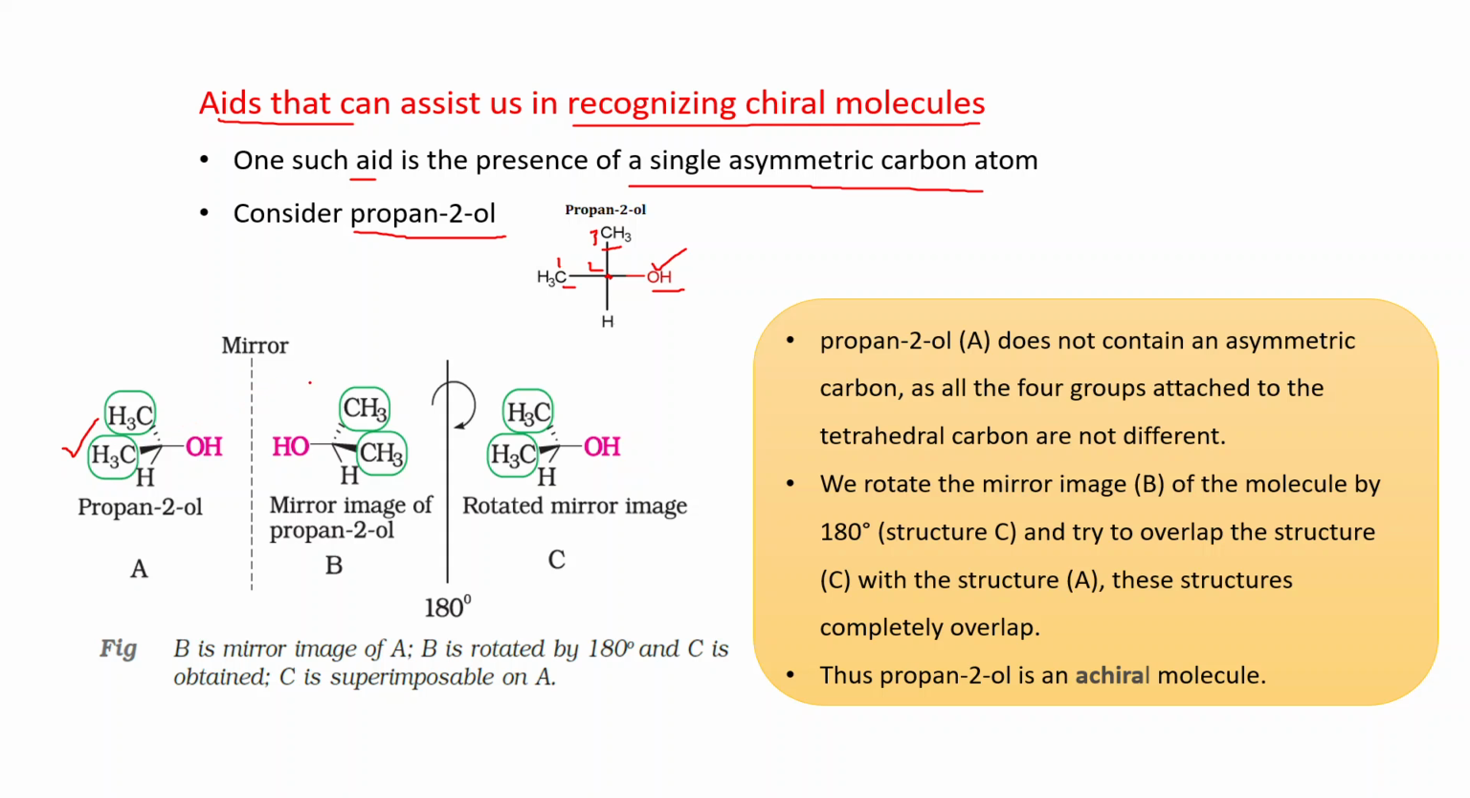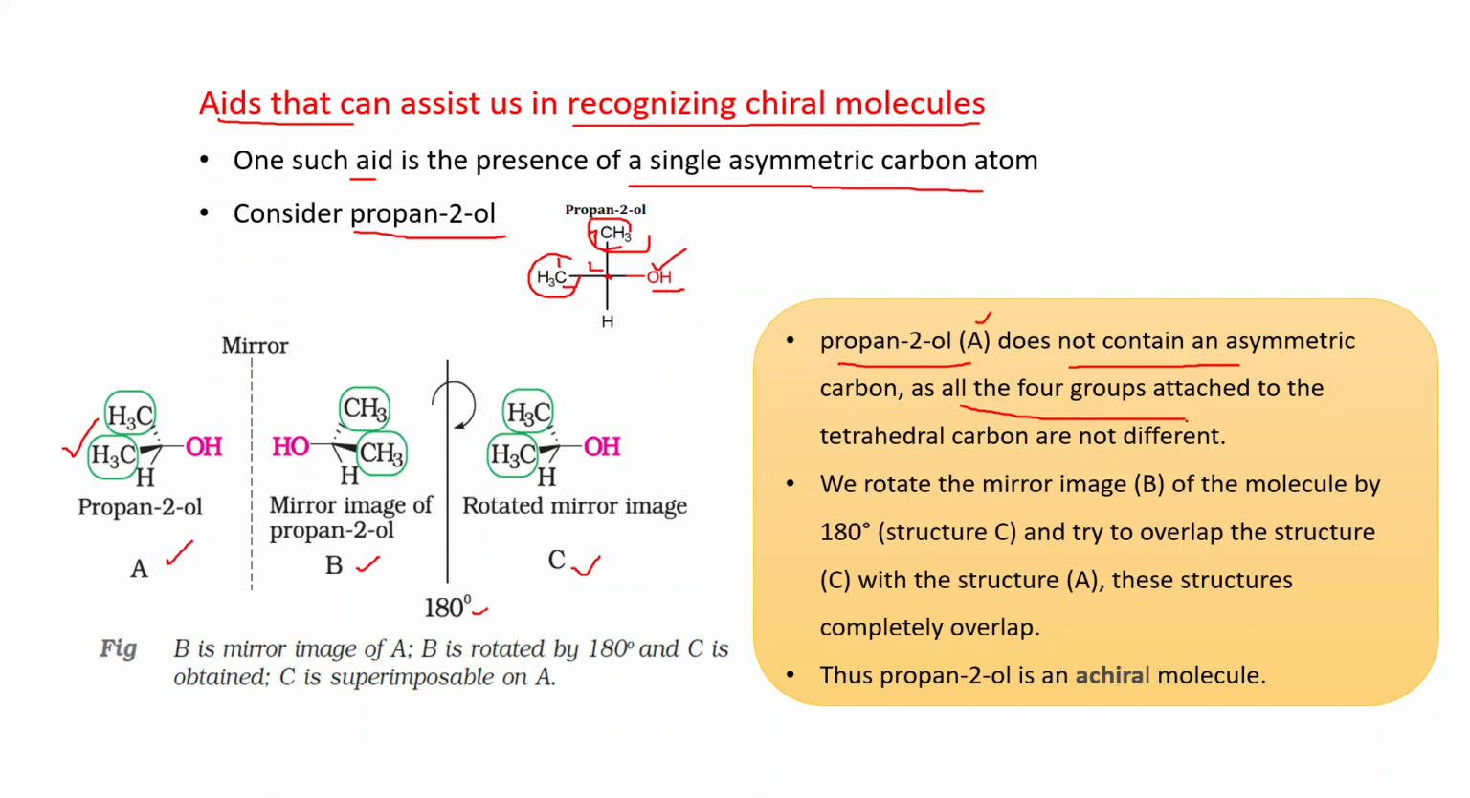If we get the mirror image of this, we will get B. And when this B is rotated by 180 degrees, we will get C. Now see, propane-2-ol, that is compound A representing this one, does not contain an asymmetric carbon. Why does it not contain an asymmetric carbon? Because in this case these two groups are the same. All four groups are not different. That's why it does not contain an asymmetric carbon.